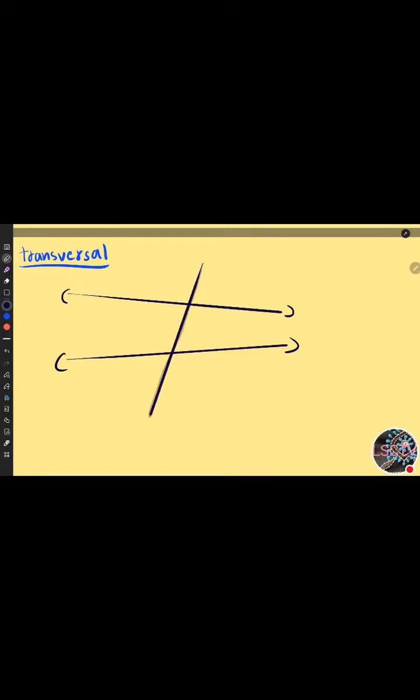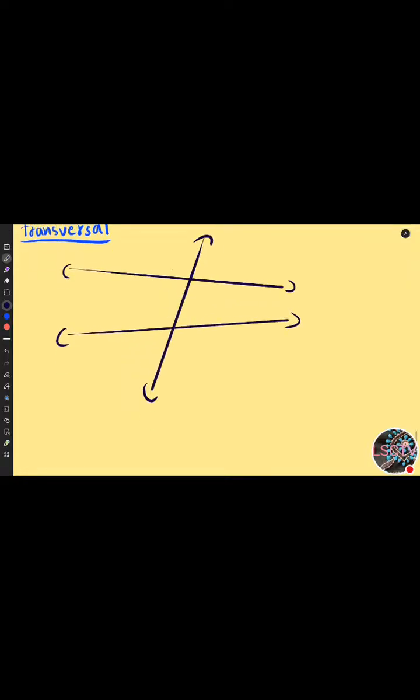A straight line passing through two other lines is called a transversal. When a transversal passes through two or three or four lines, it forms several angles. Basically it forms many angles. This is angle 1, this is angle 2, this is angle 3, this is angle 4, this is angle 5, this is angle 6, this is angle 7, and this is angle 8.